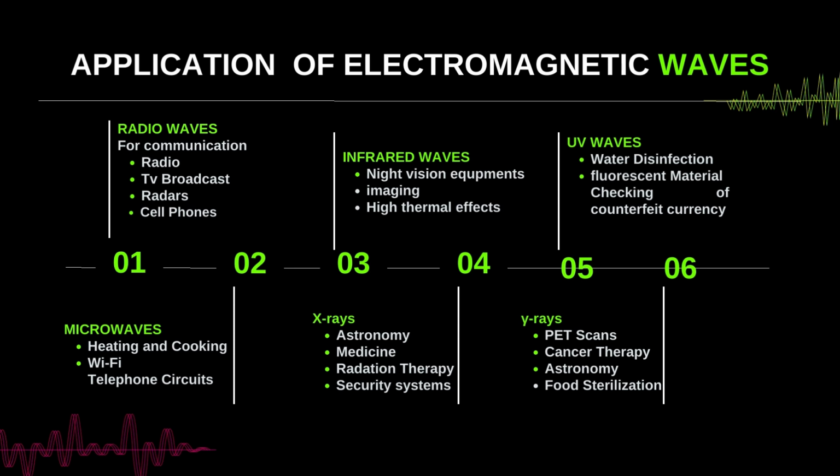Gamma rays are used for PET scans, cancer therapy, astronomy, and food sterilization. UV rays are used for water disinfection, manufacturing of fluorescent material, and checking of counterfeit currency.